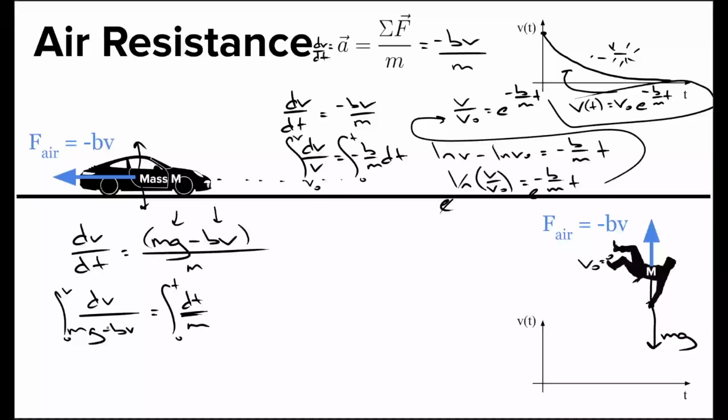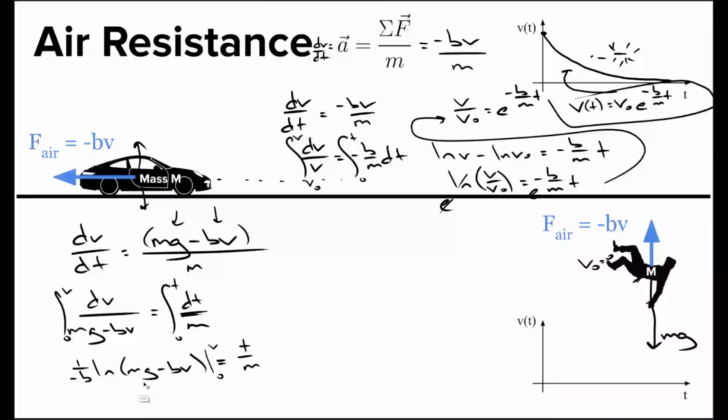Left-hand side is going to give me, well, I do u substitution, 1 over negative b, log of mg minus bv on the left equals, and then I get t over m on the right. And be careful, from 0 to v, and you might be like, oh, but the zero limit yields 0. No, it doesn't. You're going to plug 0 into v. You are not going to get 0.